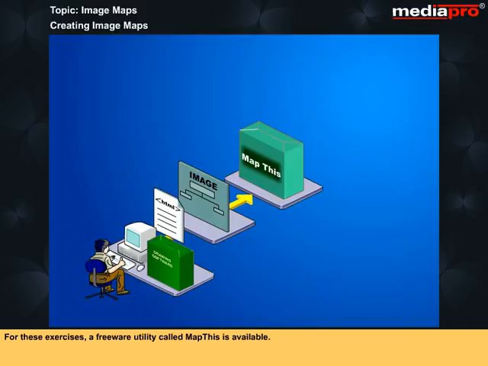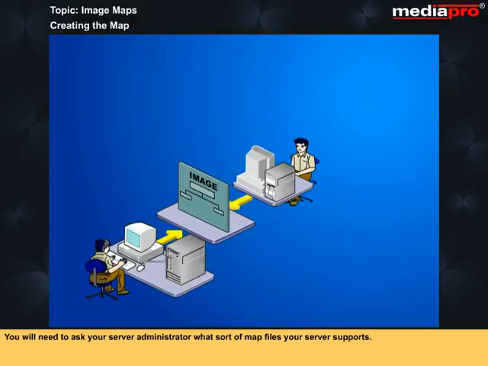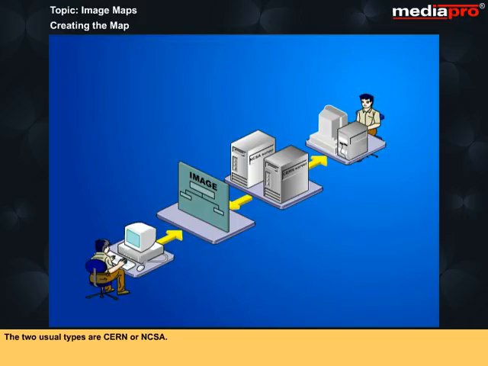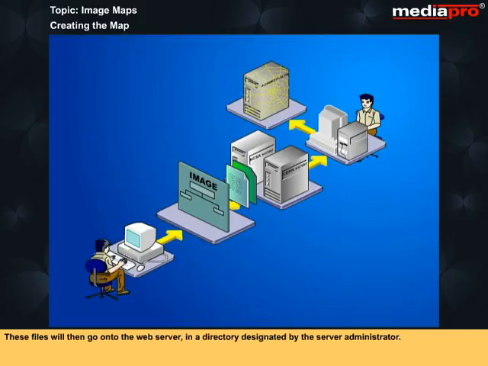For these exercises, a freeware utility called MapThis is available. You will need to ask your server administrator what sort of map files your server supports. The two usual types are CERN or NCSA. The format of the map file is different for each. These files will then go onto the web server in a directory designated by the server administrator.